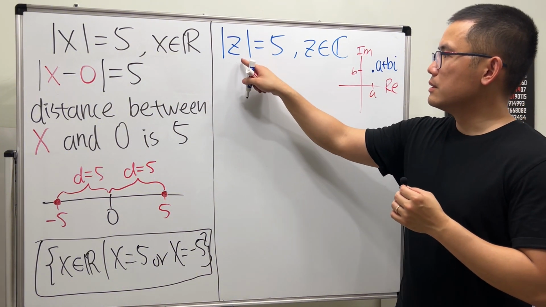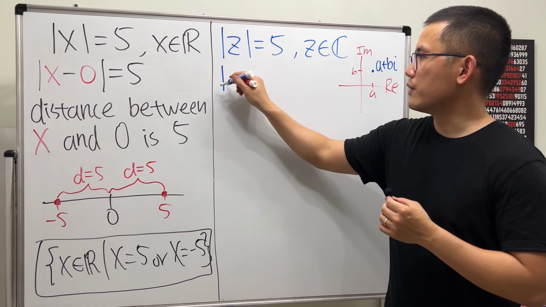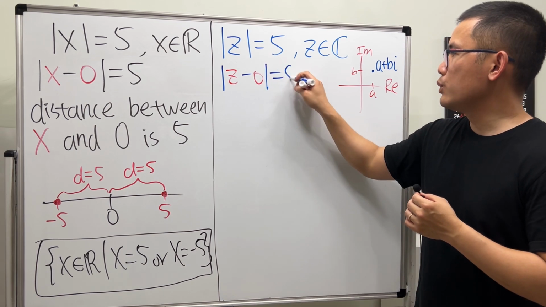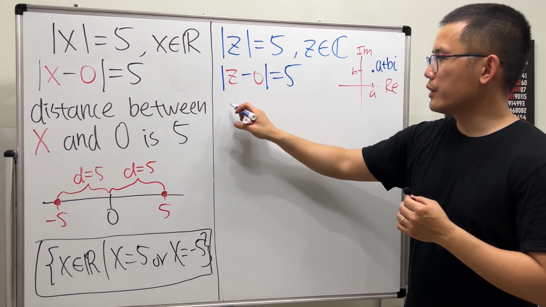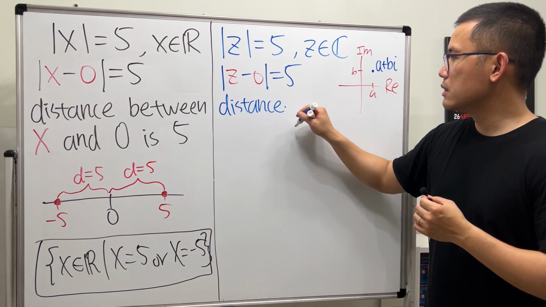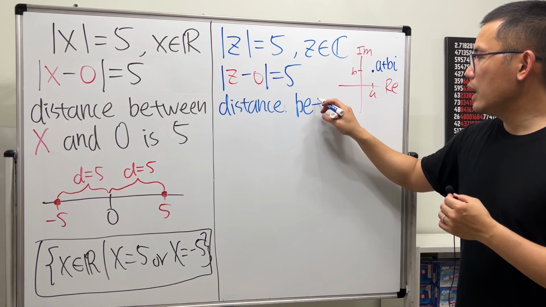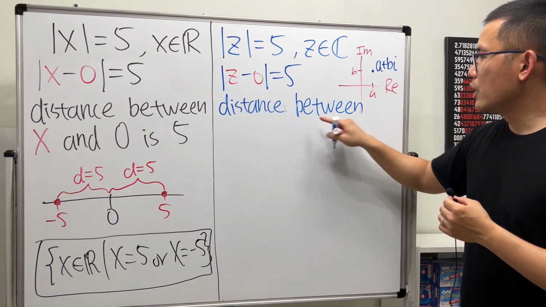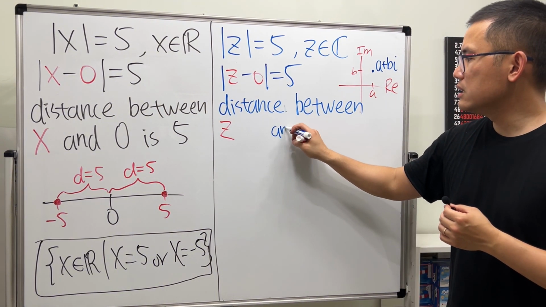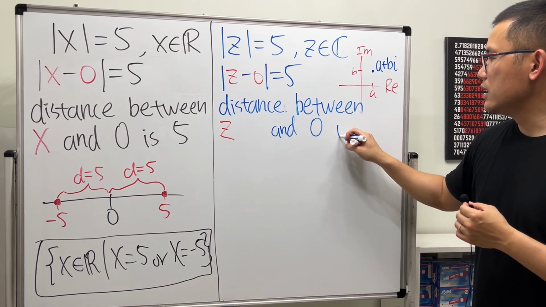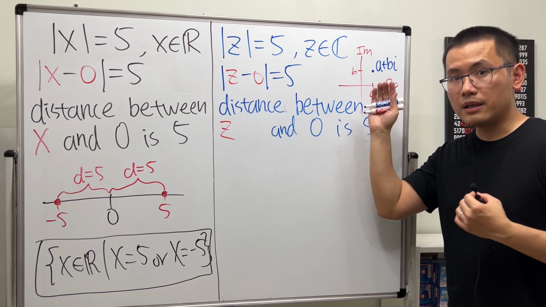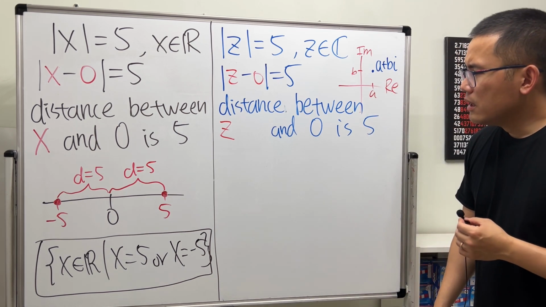The distance between z and 0, let me write that down right here first. Absolute value of z minus 0, we want this to be equal to 5. This is still telling us we want the distance between, and we have to figure out what complex number z and 0 will give us 5. But in this case, we are in the complex plane. So let's have a look.